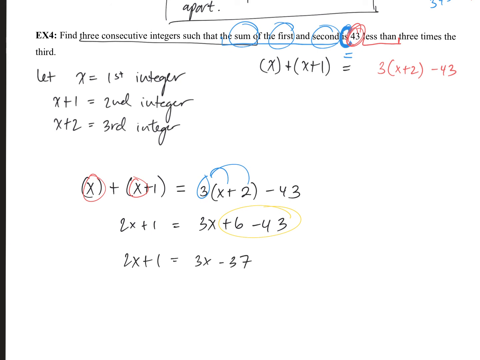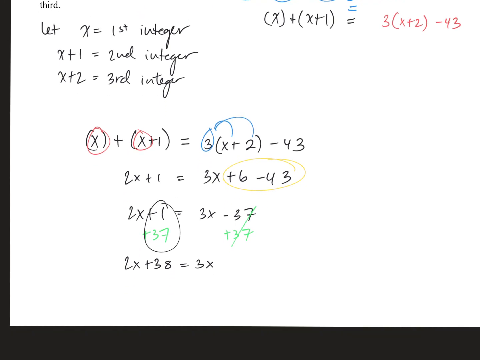Okay, I'm going to go ahead and add 37 to both sides. And I'll get 2x plus, oops, sorry, that should be 1 plus the 37, so that should be 38. Let me go ahead and erase that. Let's make our work neat. Okay. So 38 equals 3x. Okay, still solving for x. Let's go ahead and minus 2x from both sides. And we get 38 equals x.